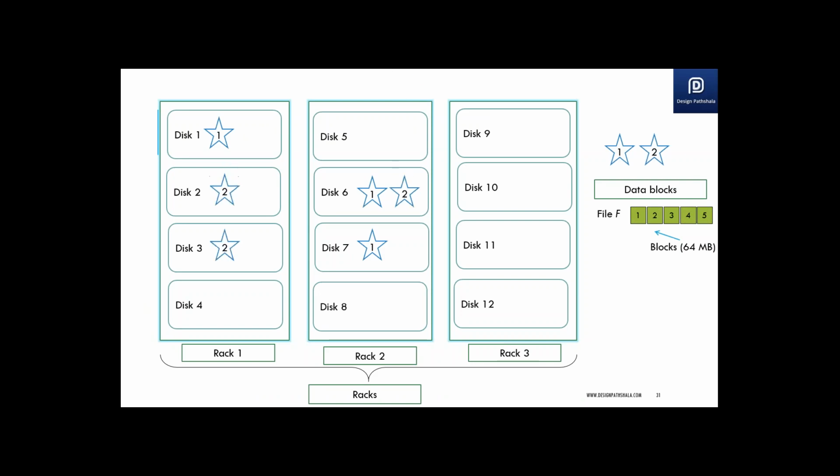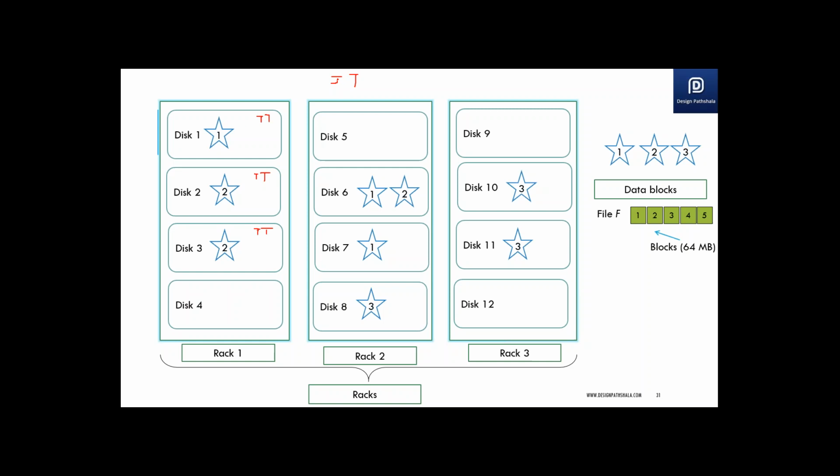This file had 5 blocks, right? So these are data nodes. What will happen is there's a process called the job tracker which is running, and the task tracker is running on all these data nodes, right? TT, the task tracker. Okay.